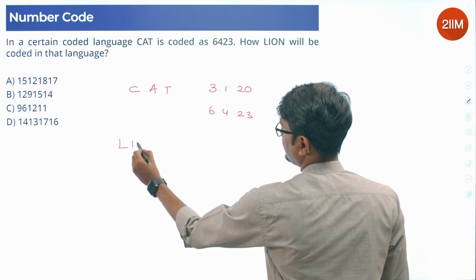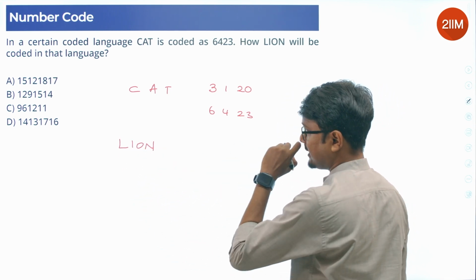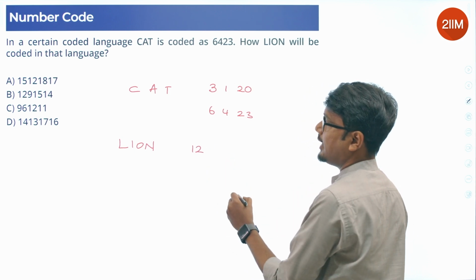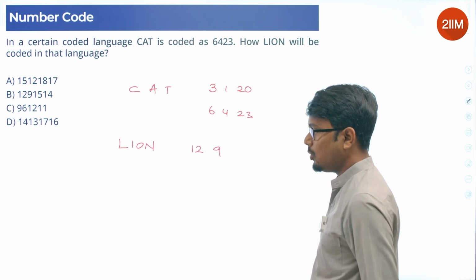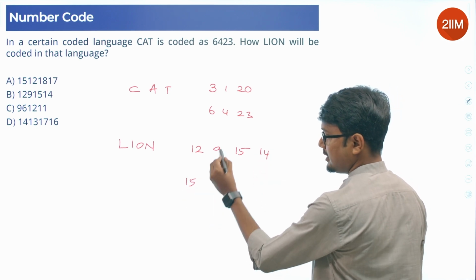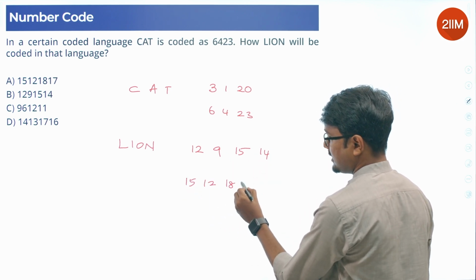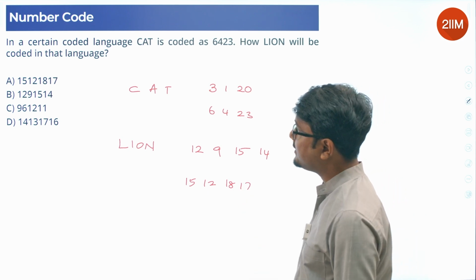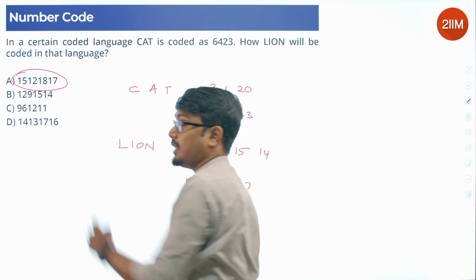Likewise, LION: L is 12, I is 9, O is 15, N is 14. Plus 3 gives 15, 12, 18, 17. So 15, 12, 18, 17, option A, that should be the answer.